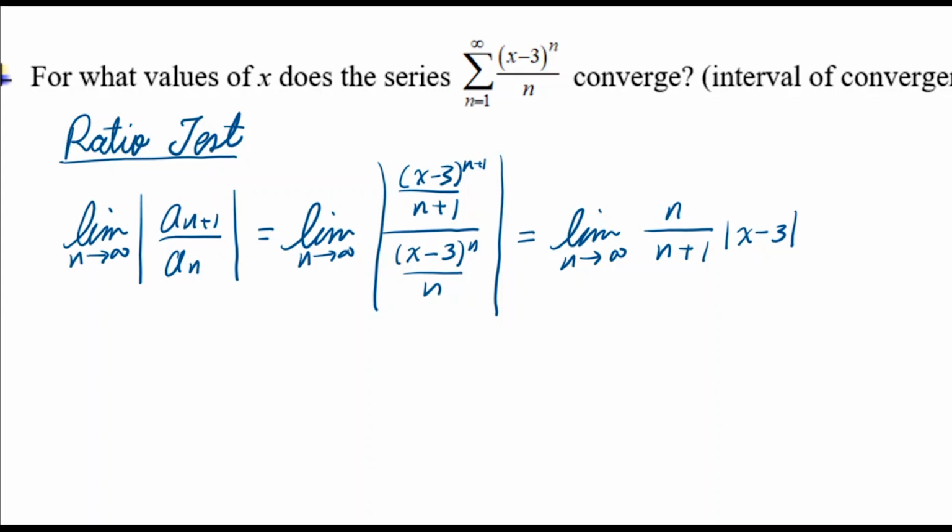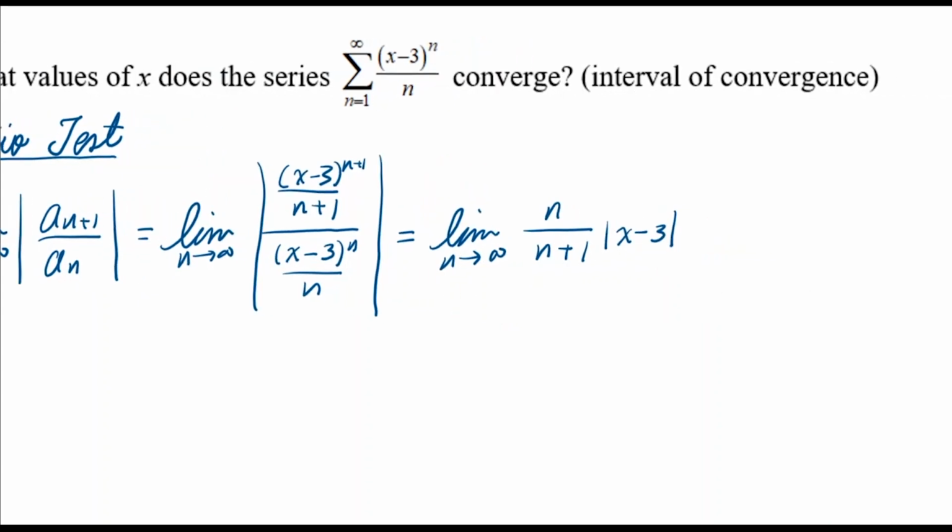Okay, now we take the limit. I write this n here first because this has nothing to do with n anymore, right? And that whole thing converges to 1. So we have just absolute value of x minus 3. Good.